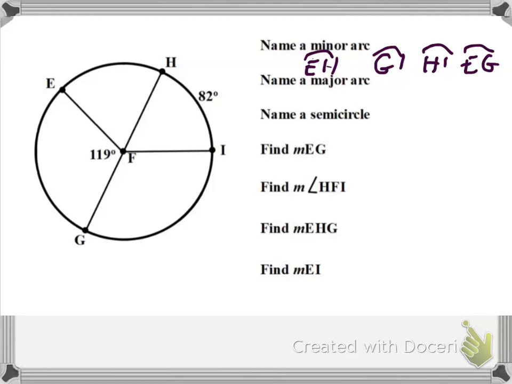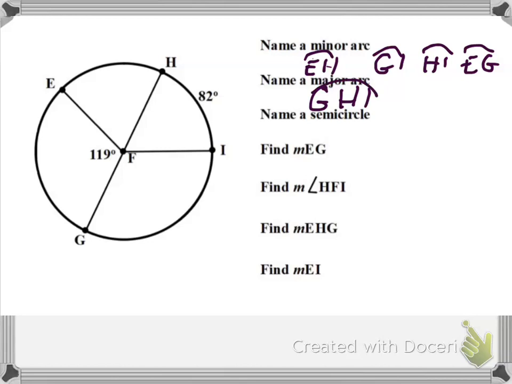That's fine. Major arc, anything more than 180 degrees, so that could be arc, let's see, we go from G all the way up through to I. That would be more than 180 degrees, right? Now, I can't just call this GI, because then we'd think we're looking at this one, going the short way. But we want to go the long way around, so instead I'm going to call this GHI.